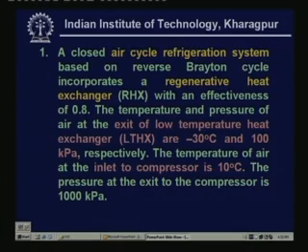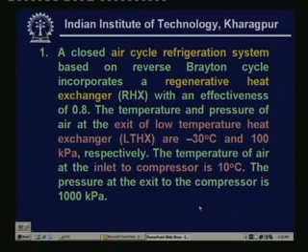The problem statement is like this: a closed air cycle refrigeration system based on reverse Brayton cycle incorporates a regenerative heat exchanger which has an effectiveness of 0.8. The temperature and pressure of air at the exit of low temperature heat exchanger are minus 30 degrees centigrade and 100 kilopascal respectively, and the temperature of air at the inlet to compressor is 10 degrees centigrade, and the pressure at the exit to the compressor is 1000 kilopascals. This is the problem statement.